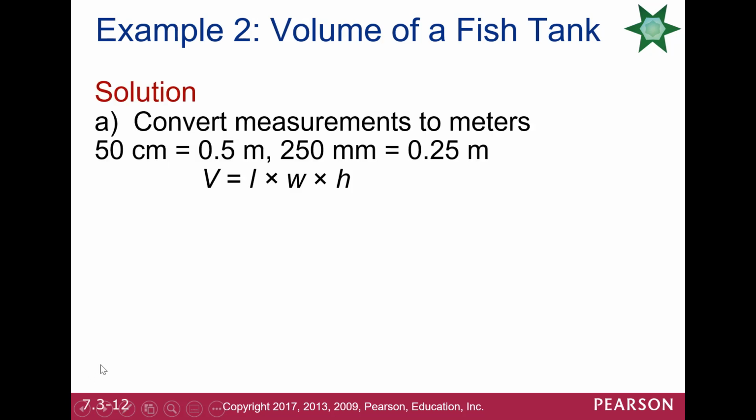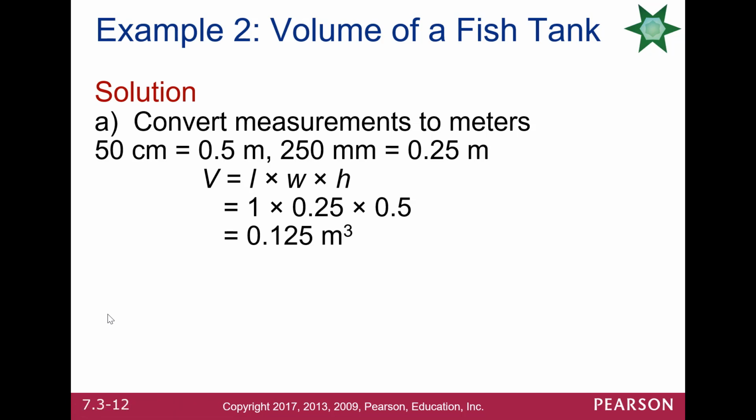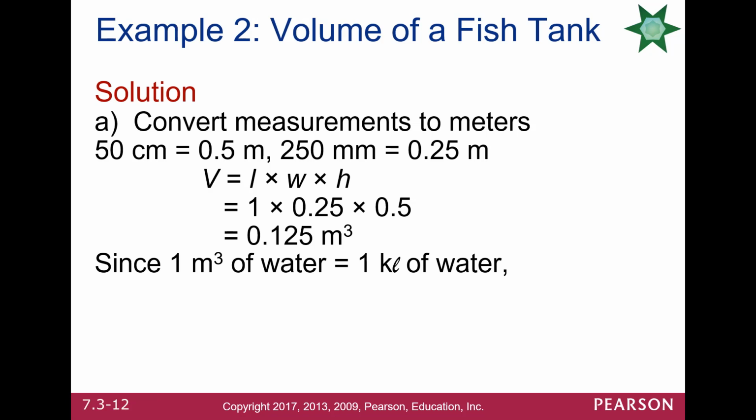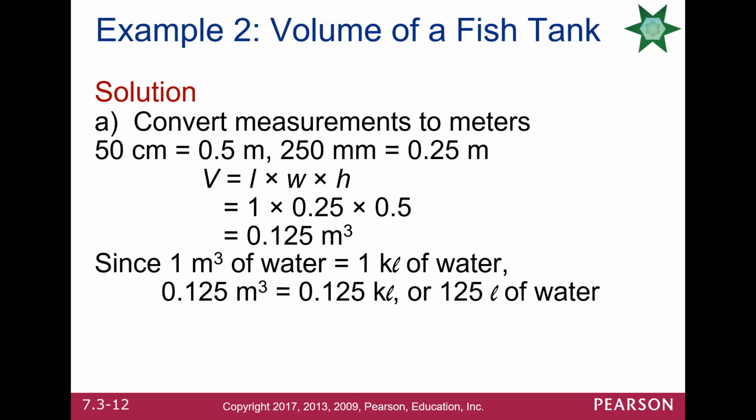So we're going to convert everything to meters first, and then we do volume equals length times width times height. So we find that it's 0.125 cubic meters. Each cubic meter holds 1 kiloliter of water, which means that this is 0.125 kiloliters, or, remember again, move the decimal 3 places to the right, 125 liters of water.